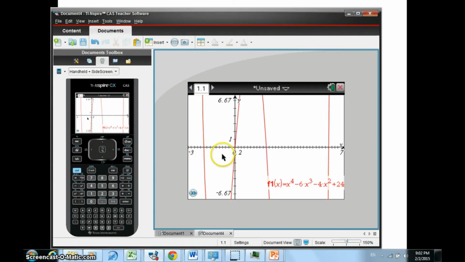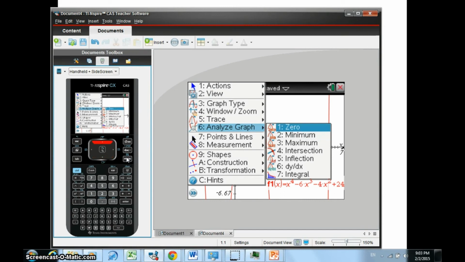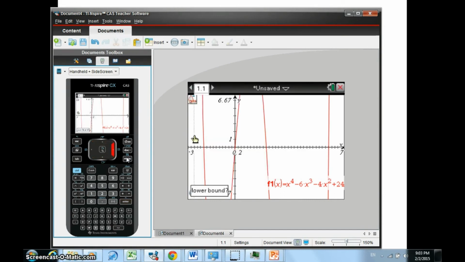So let's see what the x-intercepts are. It looks like that first x-intercept happens right at 2. That one happens at 0. I don't know about these two, but there's a tool we can use for that. So if I go to Menu, Analyze Graph, and ask it to find a zero, the first thing it asks me for is a lower bound. So I go to the left side of my first zero and hit Enter. Then when I go to the right, it's going to find that zero right there. See, it says it's at -2, 0. So I can run this over, and it should be able to find all of my zeros.